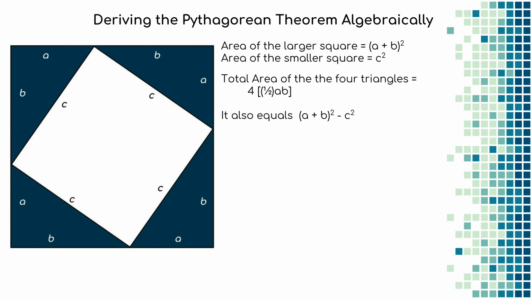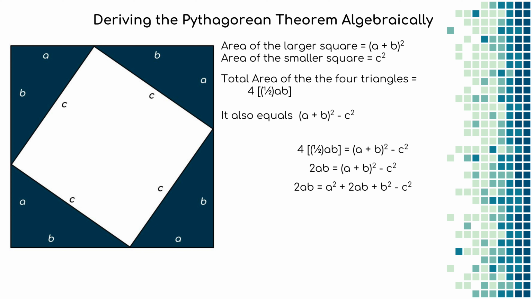Because we know that both of these expressions represent the area of the four triangles, we can set them equal to each other and solve. So we're going to have 4 of those 1/2 a times b equal to the square of the quantity a plus b minus c squared. 4 times 1/2 is just 2, so the left side is 2ab. We can now square that a plus b term. 2ab equals a squared plus 2ab plus b squared, and still minus c squared.